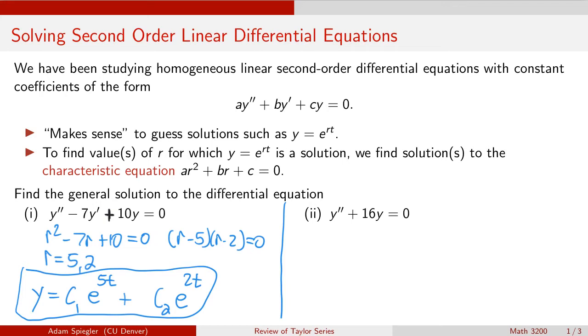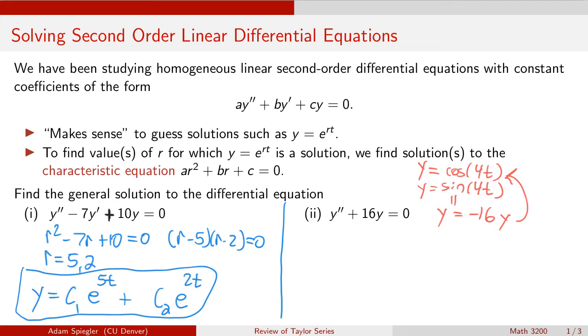So let's take a look at a different differential equation. We talked about these as well. In particular, if we pull this over to the right side, then we saw that things such as y equal to cosine of 4t and y equal to sine of 4t made sense as guesses, and checking, those are actually solutions to this differential equation. So let's try and match up how our guesses worked last time with this method of finding the characteristic equation.